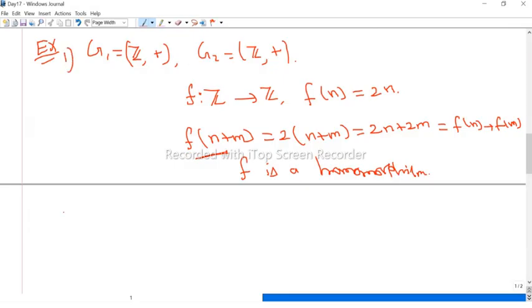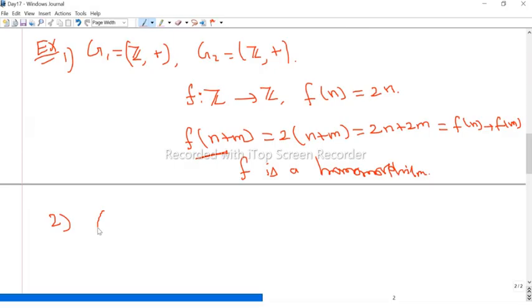Okay, this is the first example. Suppose we take G1 as the set of all n by n invertible matrices. So GL_n(R) is nothing but the set of all n by n matrices whose determinant is non-zero. This is a group with respect to matrix multiplication.